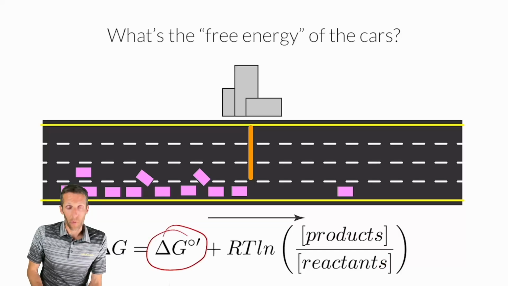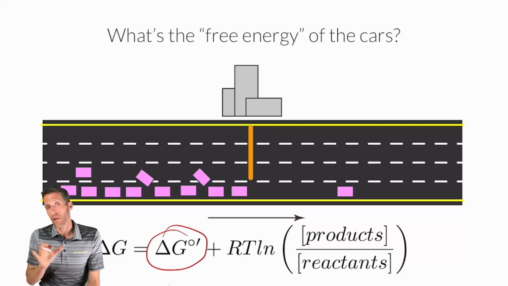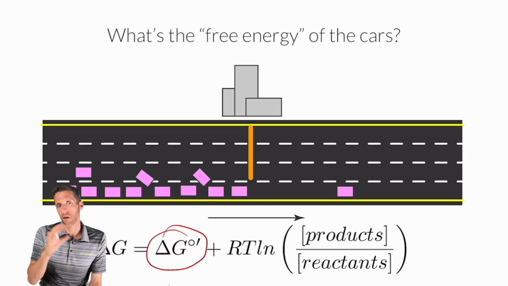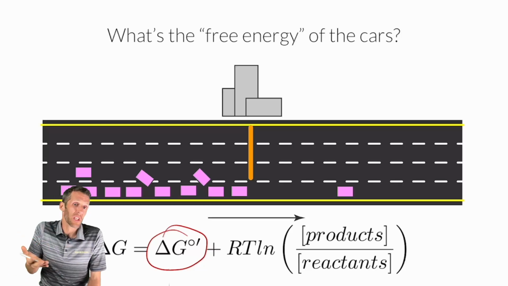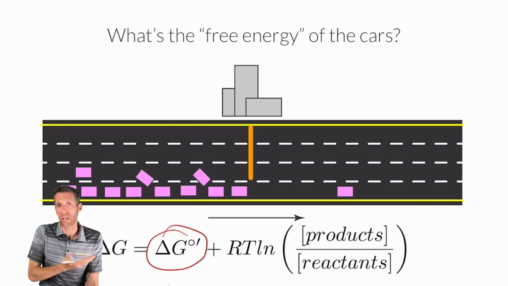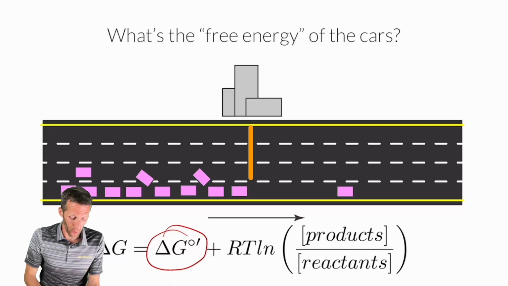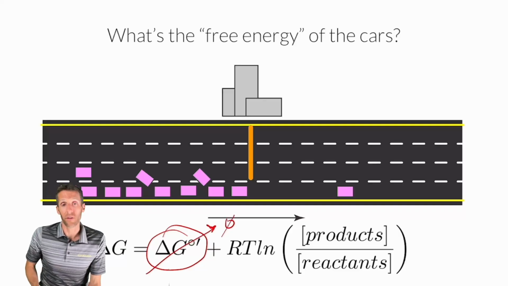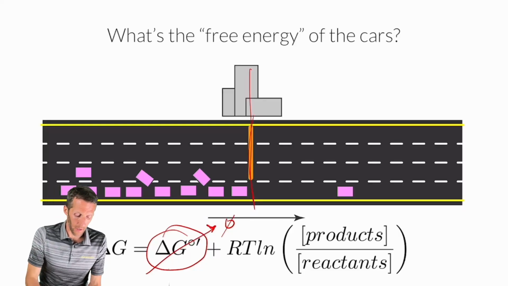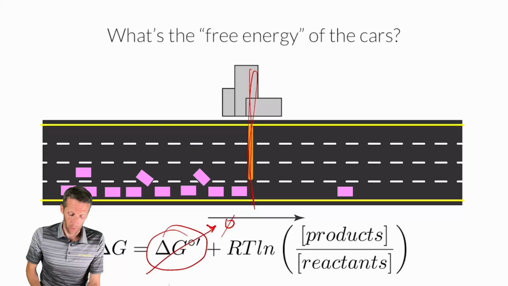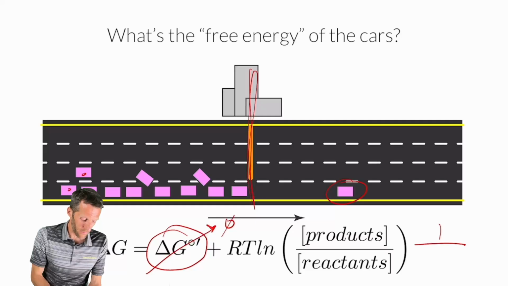Our delta G naught prime measures the intrinsic favorability of the reaction, right? Do we expect to see more cars on the left or the right? And intrinsically, I don't think we have any preference, right? We'd expect to see them equally on both sides, all else being equal. So our delta G naught prime is 0. What about our RT log of products over reactants? Well, remember, our product reactant line is right there. And so we would say, well, how many products do we have? We have 1. How many reactants do we have? We've got 1, 2, 3, 4, 5, 6, 7, 8, 9, 10, 11.